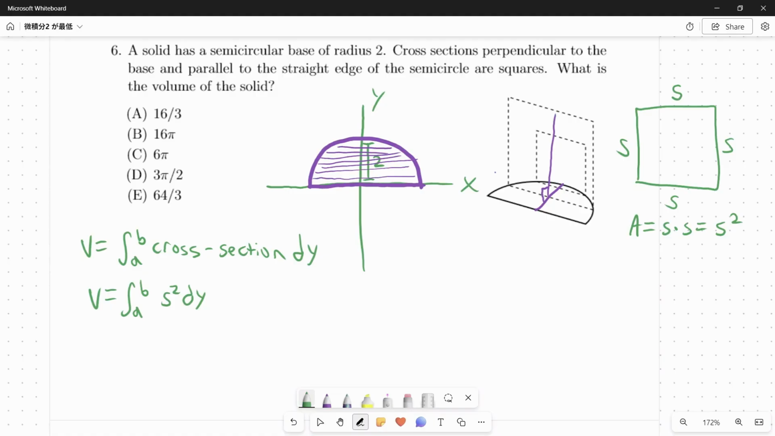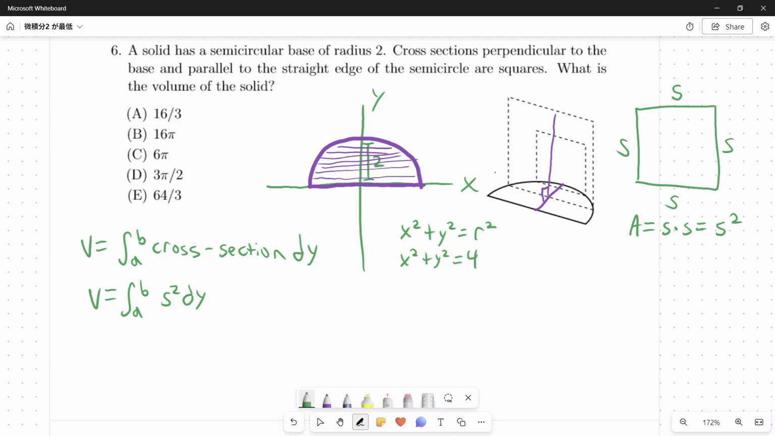So the next thing we have to do is, we know that we're dealing with a circle. And we know that the general function that represents the circle is x squared plus y squared is equal to some radius squared, right? And we know in this case that the radius is going to be 2. So in this case, the function that represents the circle would be x squared plus y squared is going to be equal to 4.